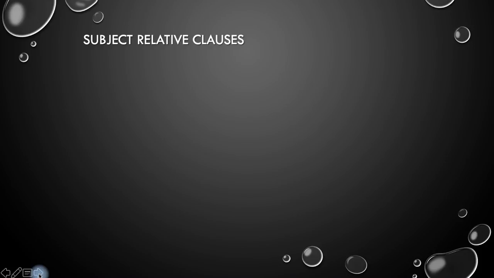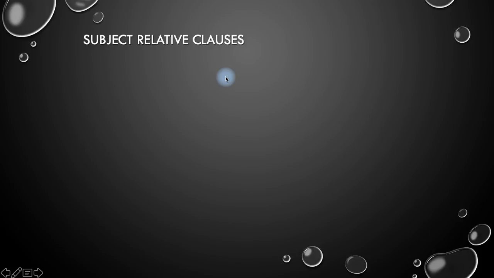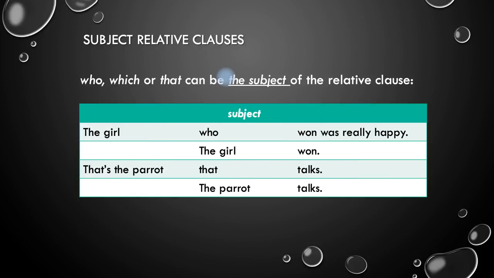So, relative pronouns. The relative pronouns that we have just discussed with you can be in the position of subject and object in the sentences. Now, let's take a look at subject relative clauses first. The girl who won was really happy. So, by who we mean the girl. The girl won. The girl is the subject of the sentence. So that's why who is also the subject of the sentence.